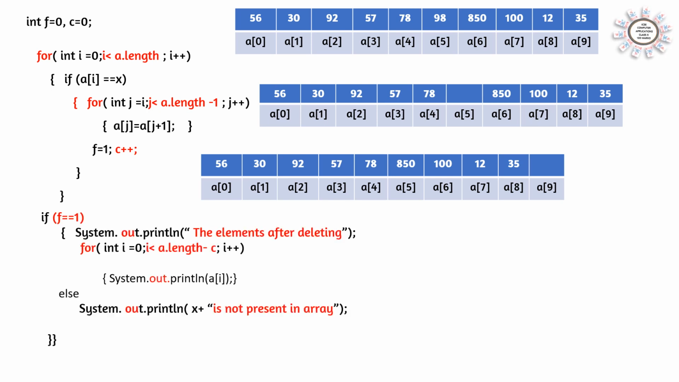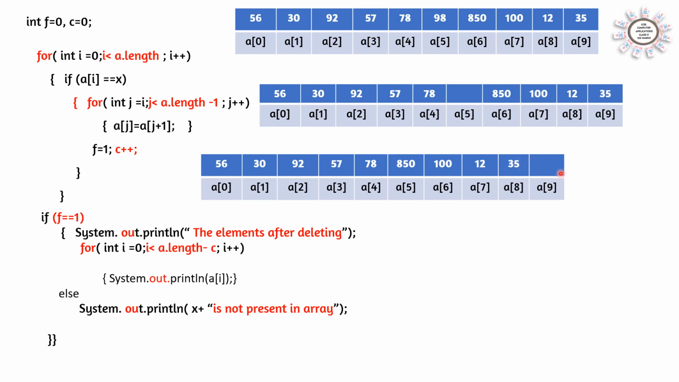And then we can print if f is equal to 1. If the number is present, we can print the complete array. Elements after deleting: int i is 0, i less than a dot length minus c. How many times is the number coming? If it is coming one time, a dot length minus 1. If it is coming two times, a dot length minus 2.